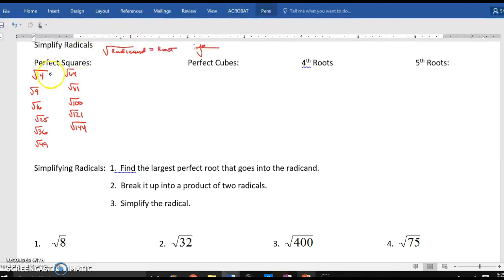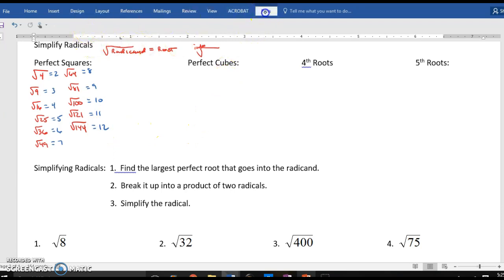Okay, what you have to understand is what these translate to, right? Although we get square root of 4, that's equivalent to 2. This is equivalent to 3. It's equivalent to 4, 5, 6, 7, 8, 9, 10, 11, and 12.